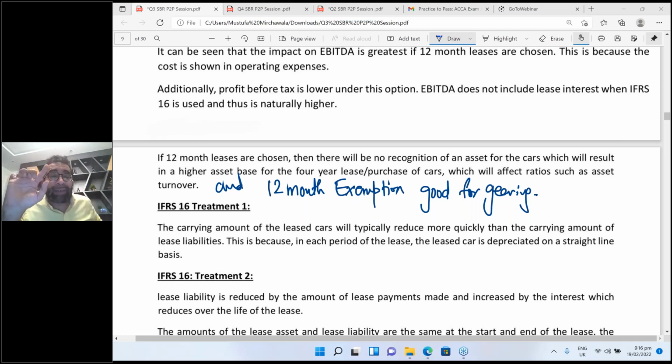It will affect your asset turnover adversely. I just taught you, remember. And then a 12-month exemption is good for gearing. One more thing I have added: in option number 1 and 2, there will be impact on gearing as well. But in option 3, your gearing will be fine. I taught you this, students. I discussed this.